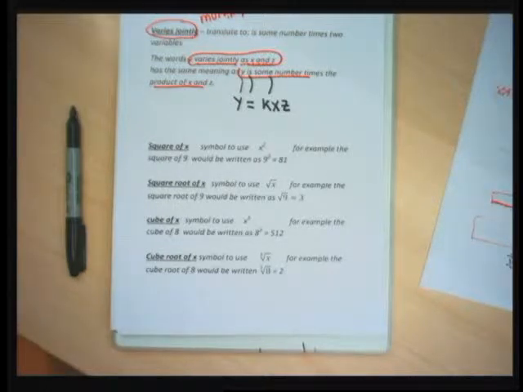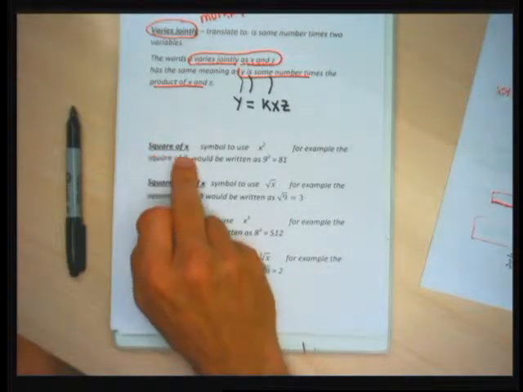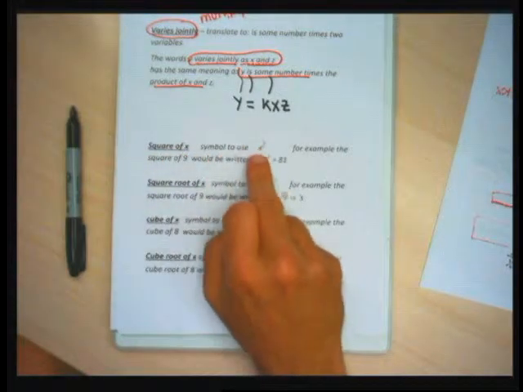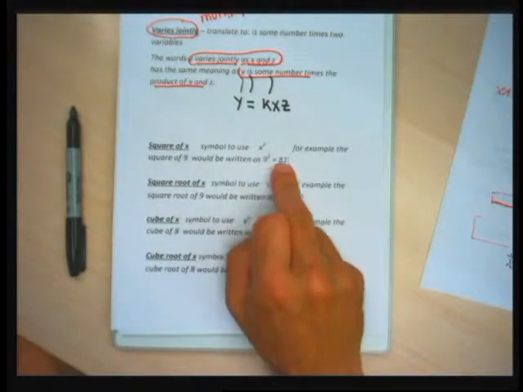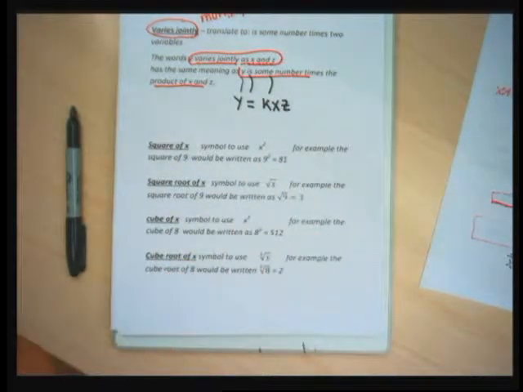There are a few other words that you should be familiar with, but you might not be familiar with, that you're going to need when we do the section itself. If I saw the words the square of x, square implies an exponent of 2. So if I said the square of 9, we'd write 9 squared. 9 squared is 9 times 9, which is 81.